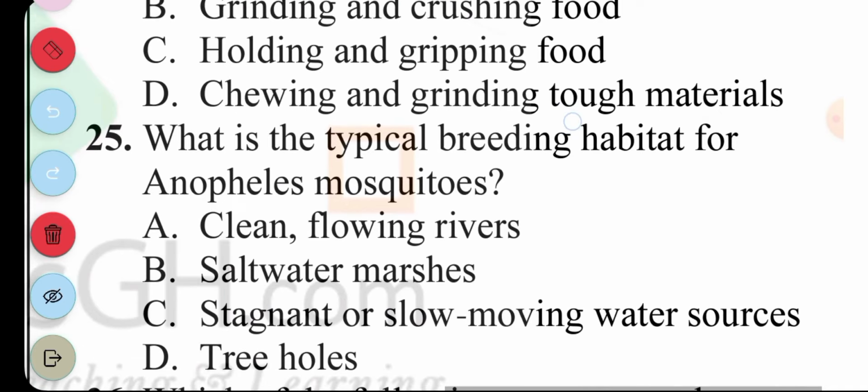25. What is a typical breeding habitat for Anopheles mosquito? A. Clean flowing rivers. B. Saltwater marshes. C. Stagnant or slow moving water sources. D. Tree holes. Question 25. The answer is C. Stagnant, slow moving water sources.